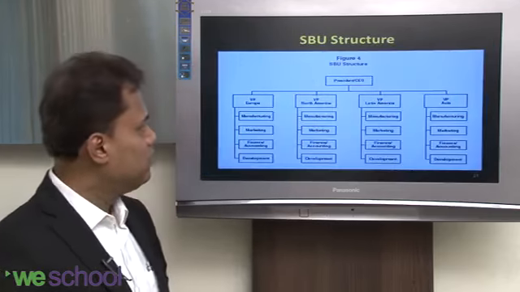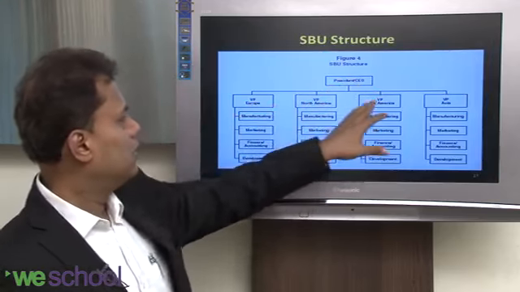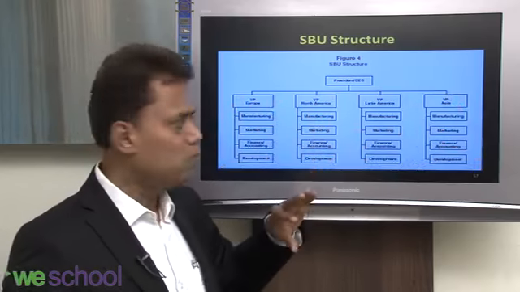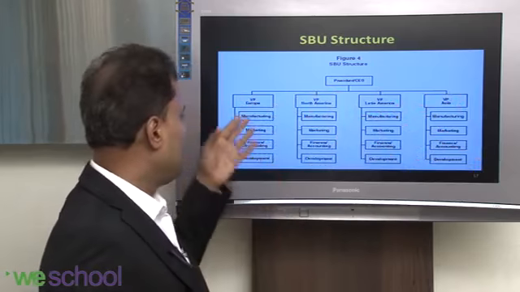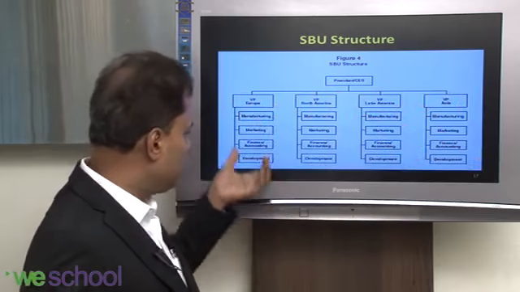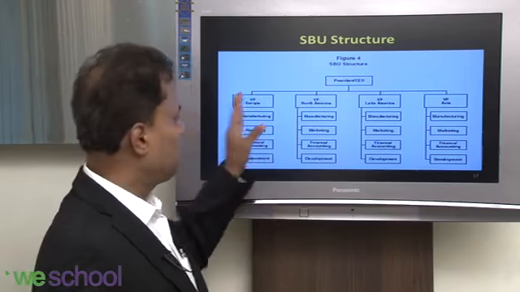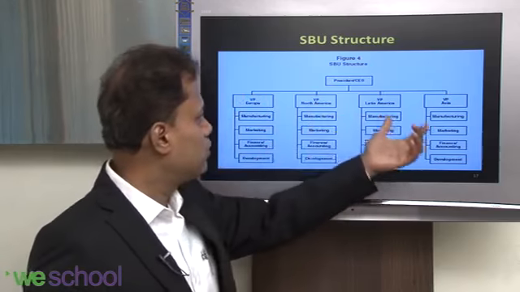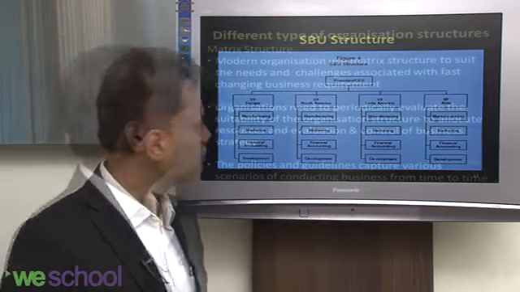Let's look at SBU structure. You have the group CEO, and then you have regional heads. They are either called regional VPs or regional CEOs, one for Europe, North America, Latin America, and Asia, and each has its own business units and functional units. They support the P&L achievement of the company. So there are 4 CEOs reporting into the group CEO. This is a typical SBU structure.